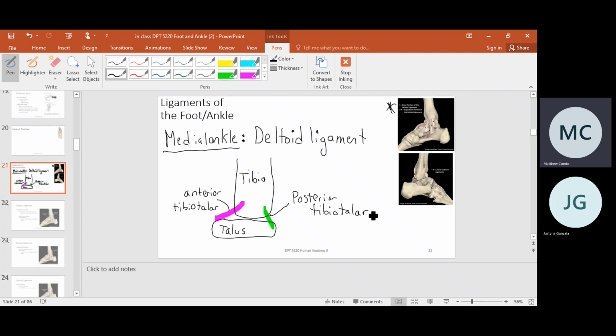Both of these ligaments are positioned on the medial ankle, the medial side. Okay? So if they're positioned on the medial side, what motion at the talocrural joint, aka ankle joint, would stretch those ligaments? Eversion, right? So we know that both of them are going to prevent eversion.